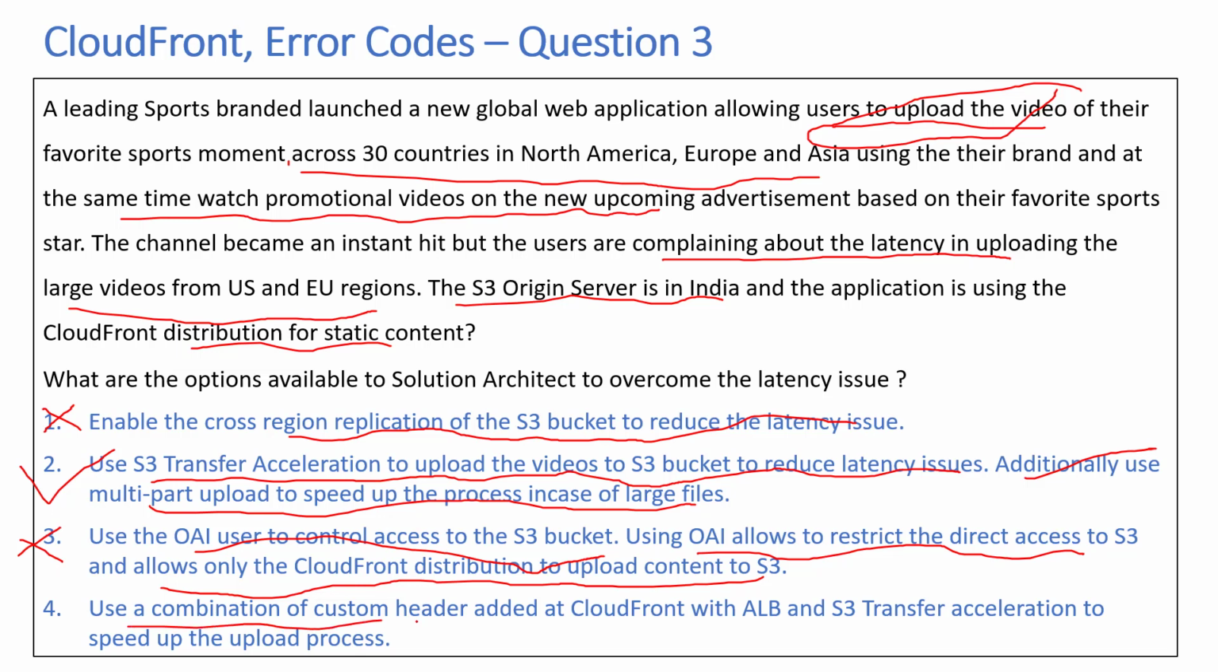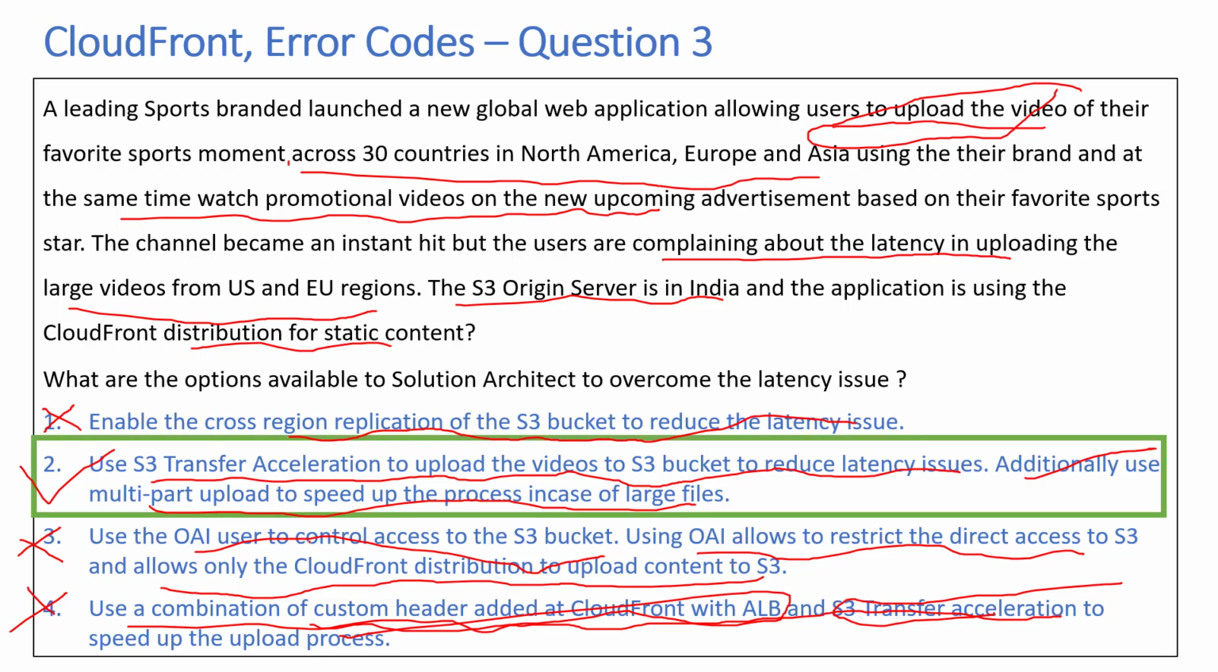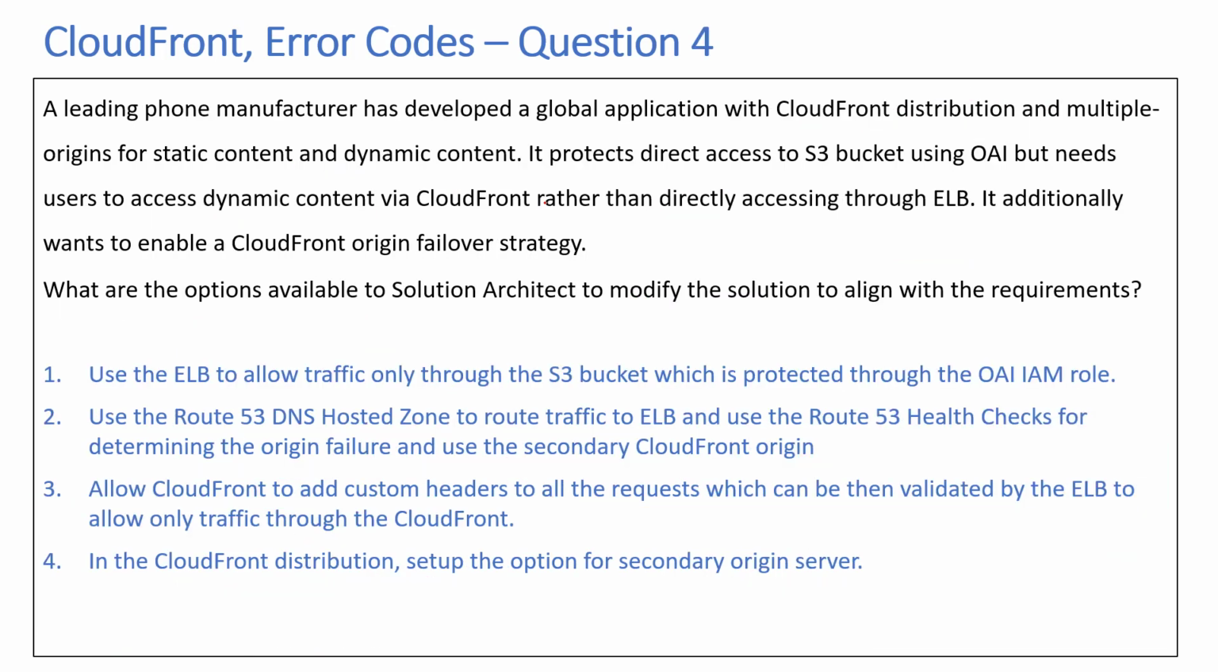So the last one is use a combination of custom headers added to CloudFront with ALB and S3 Transfer Acceleration to speed up the upload process. Yeah, so here it's correct that you can use S3 Transfer Acceleration, but the custom header is again restricting access to the ALB for dynamic content. So this is not correct. The correct option for this solution would be option 2. Okay, now let's look at the fourth question.